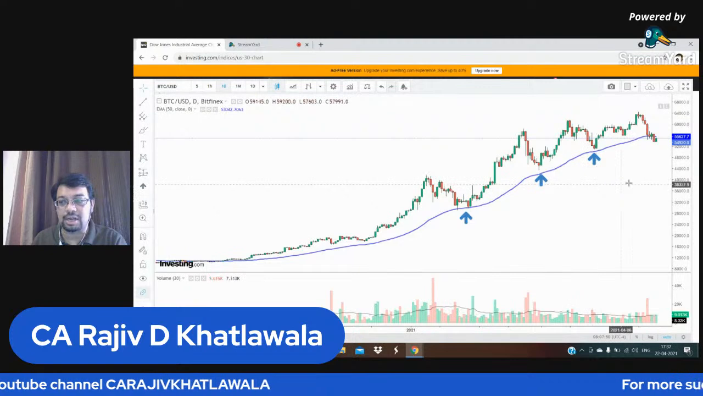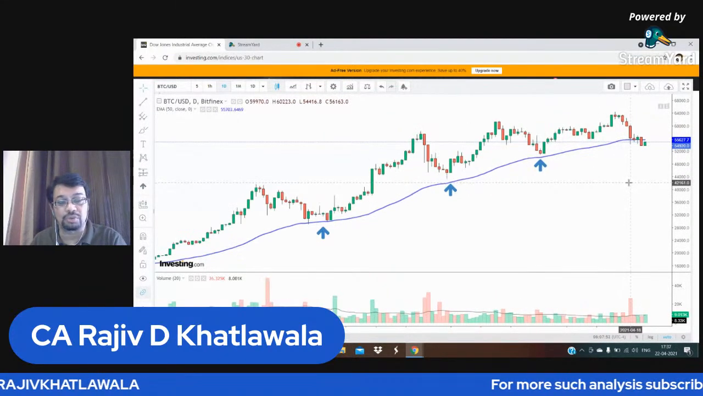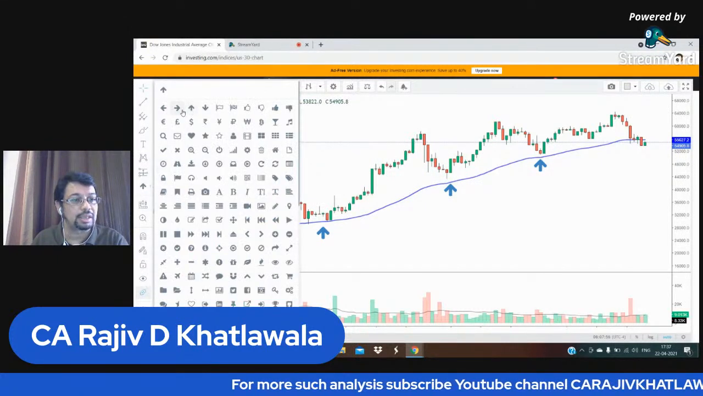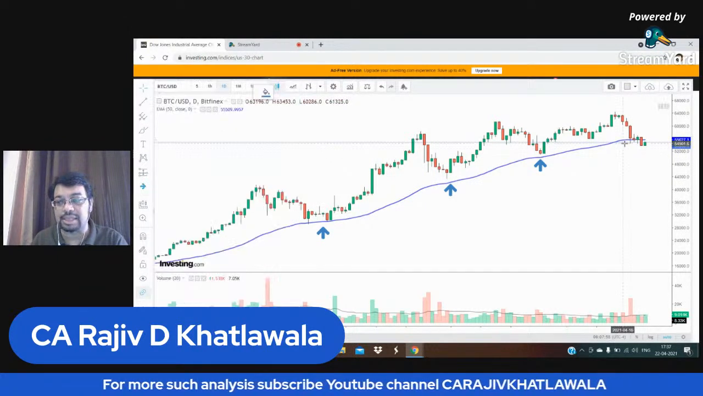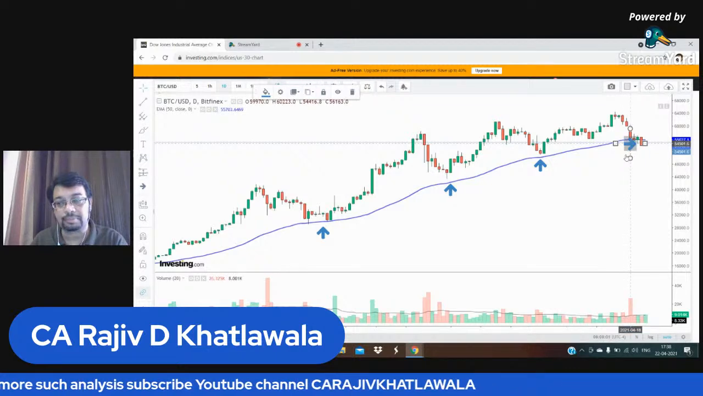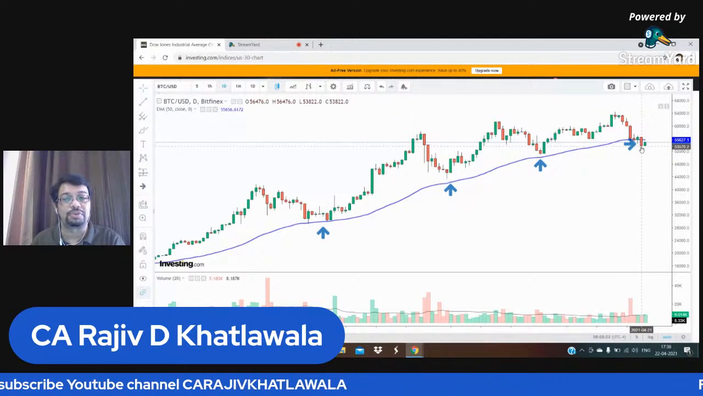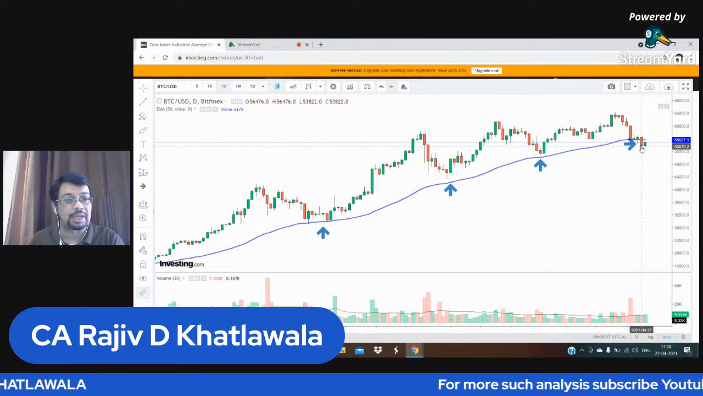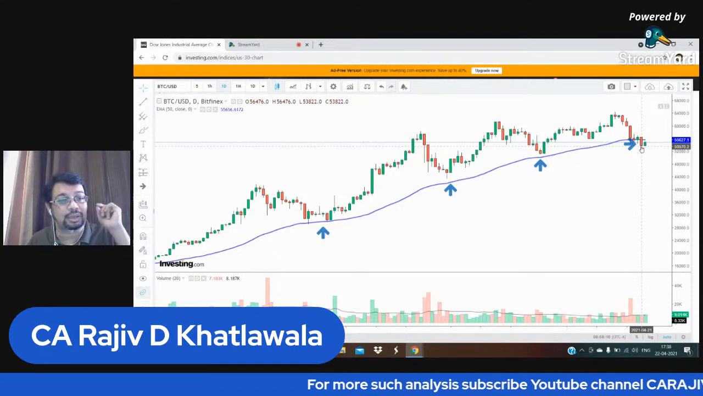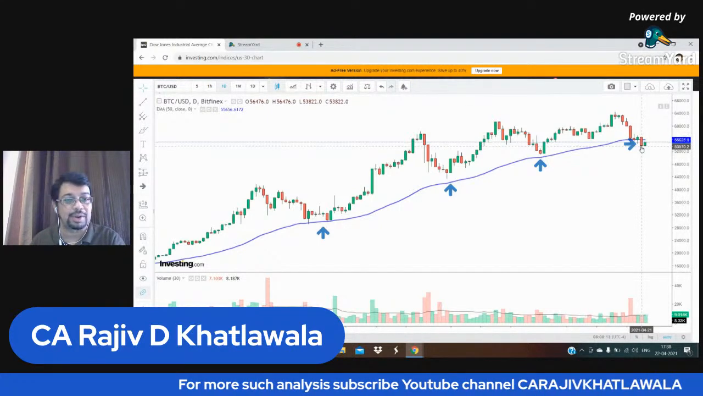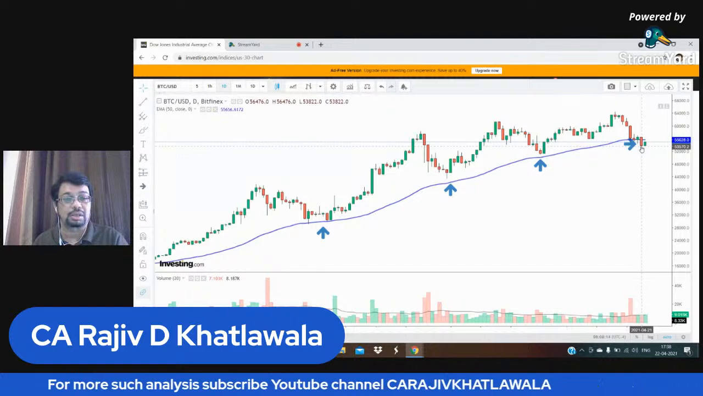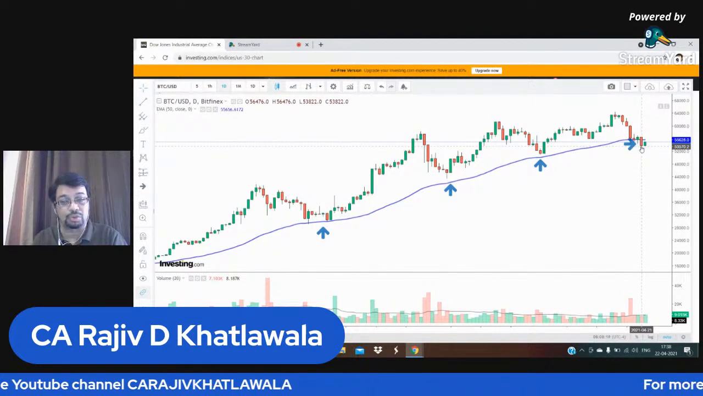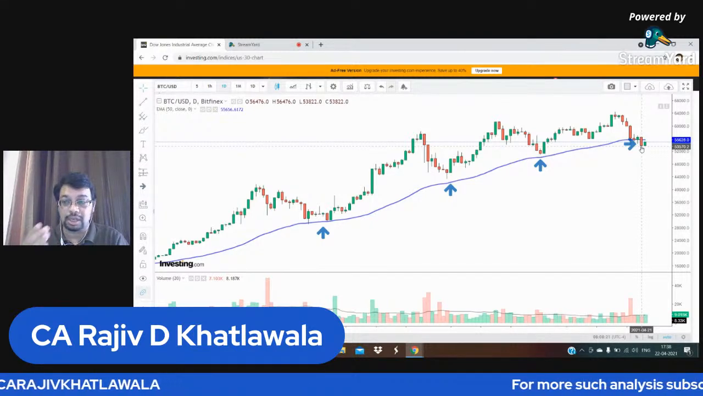Now, if I observe as of yesterday, you will see that the price has actually broken and closed below the 50 days moving average. This event happened only yesterday when it closed at 53,822. So now this is a cause for caution. It is a cause for concern for those of you who are medium term players in Bitcoin.